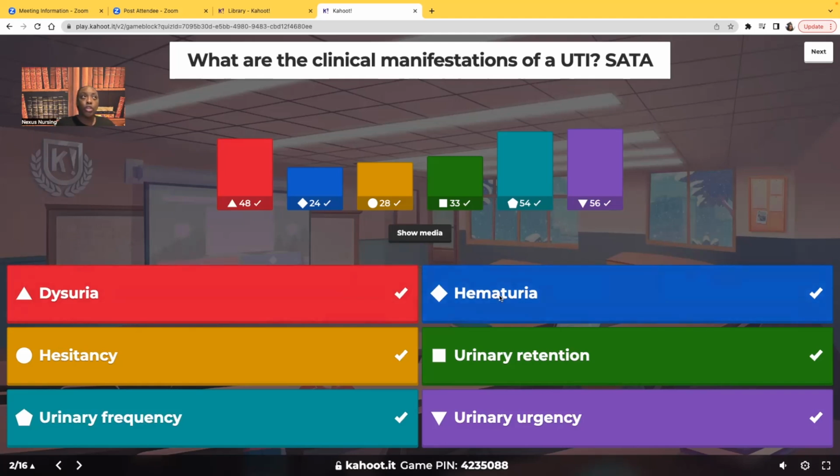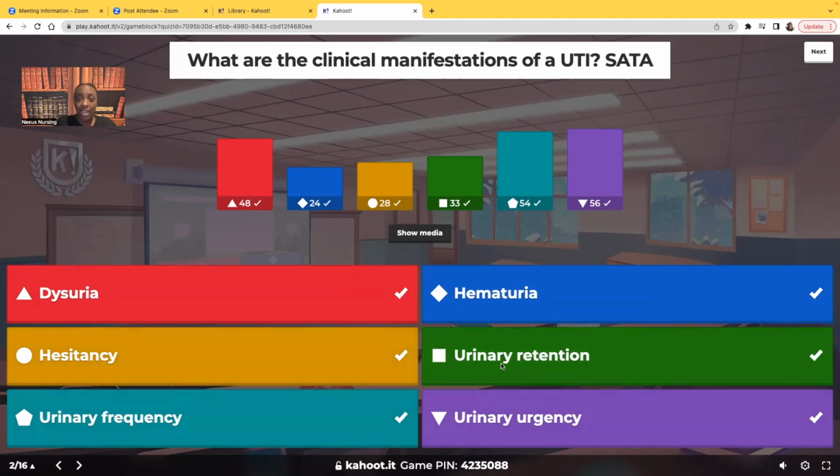Hematuria, if you do a urine collection on them and you test the urine, you'll see RBCs. Are you ever supposed to see blood in the urine? Absolutely not. Hesitancy. It is painful. They are going to be very hesitant to urinate, even though they're going to feel like they have to urinate, because it hurts.